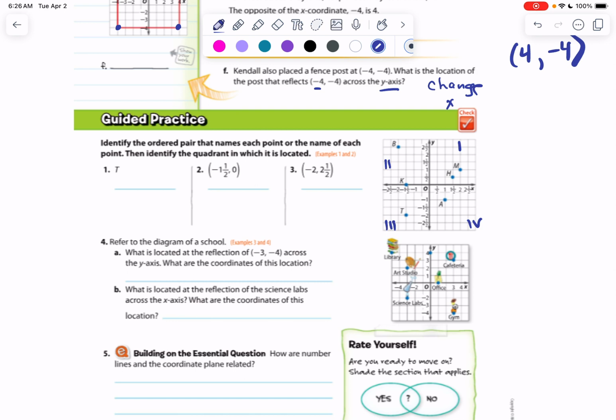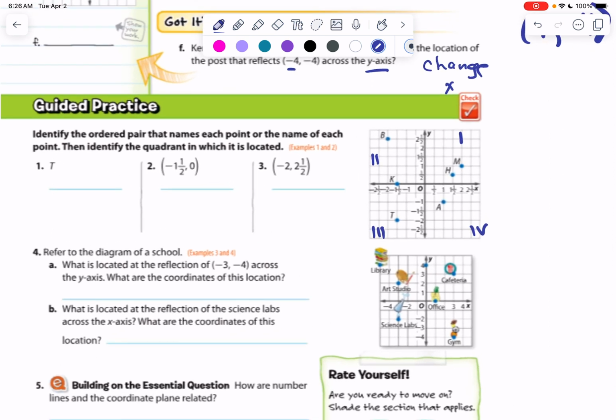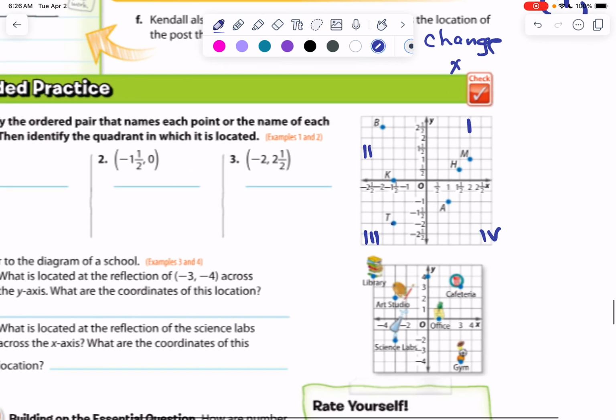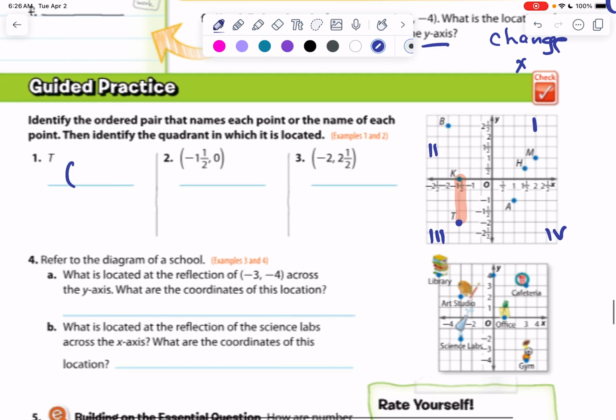So T, let's look for T. Anyone see it? Oh, here it is. There's T right there. So that would be -1.5, -2, quadrant 3. Negative 1.5, negative 2, quadrant 3. And then the next one is negative 1.5, same spot, 0.